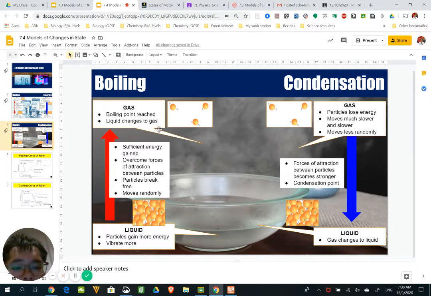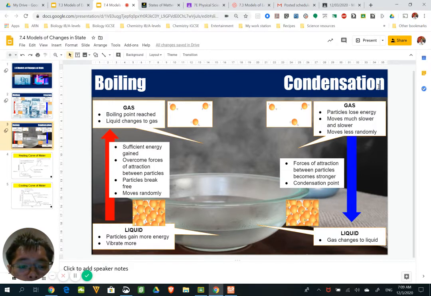And same goes for condensation. Okay, it is the opposite of boiling. You'll notice that I have placed the two processes side by side so that you'll be able to understand one gains energy and the other loses energy.